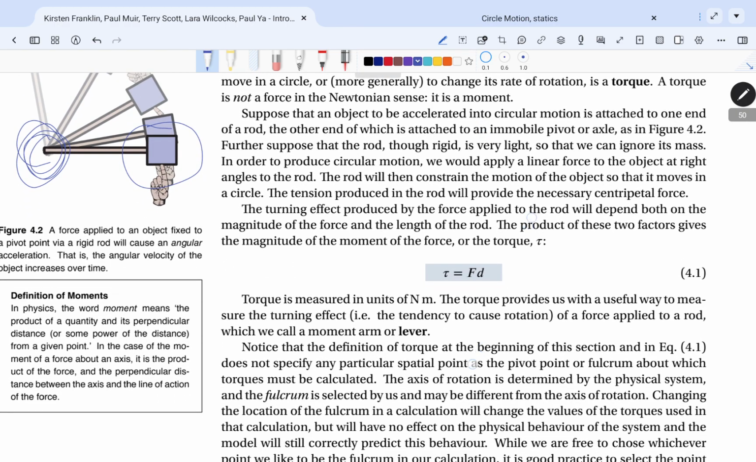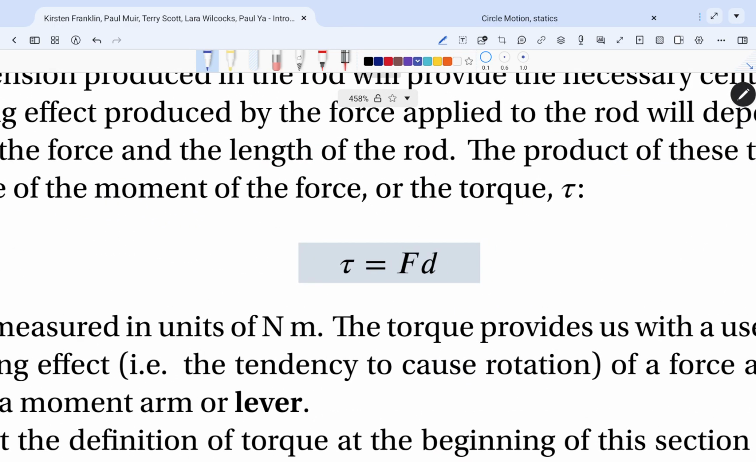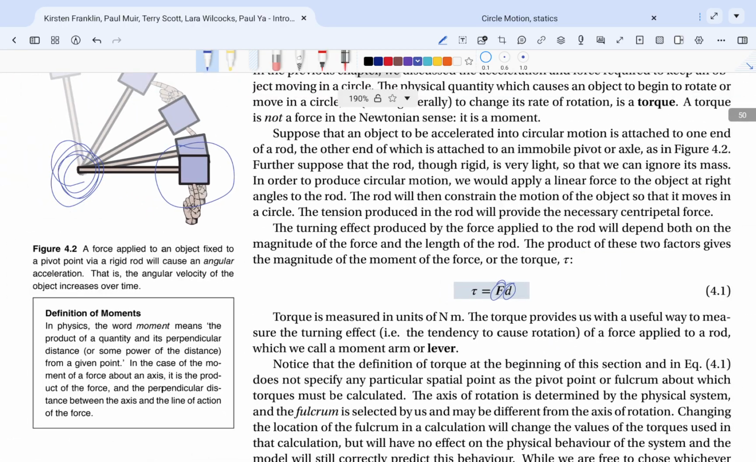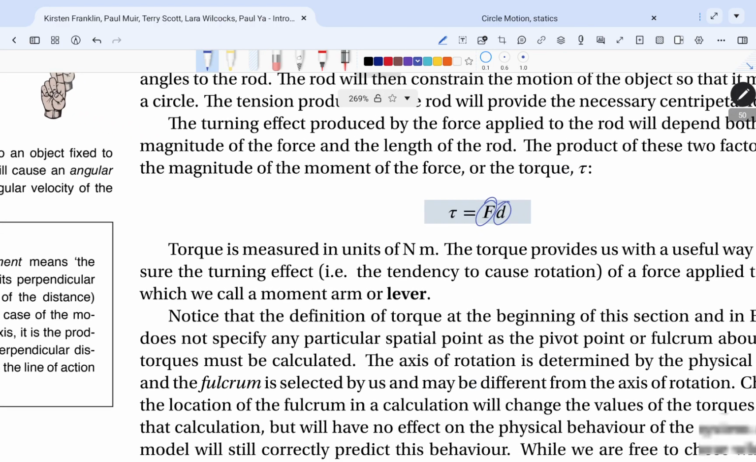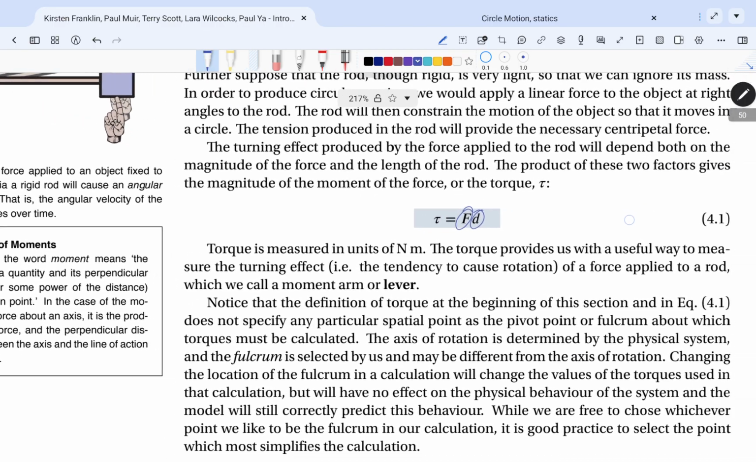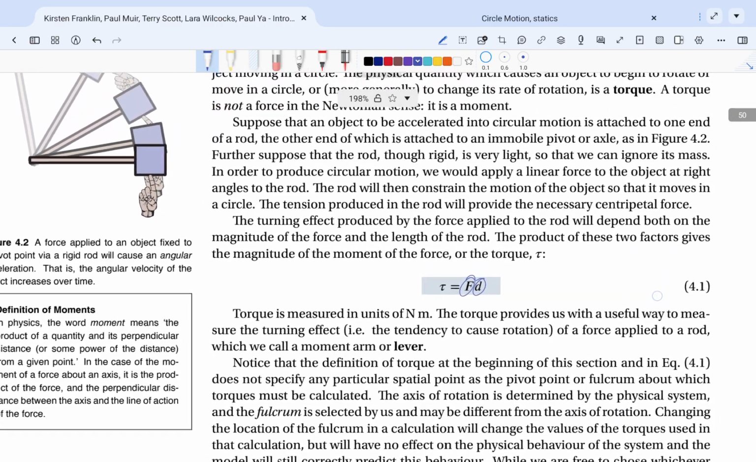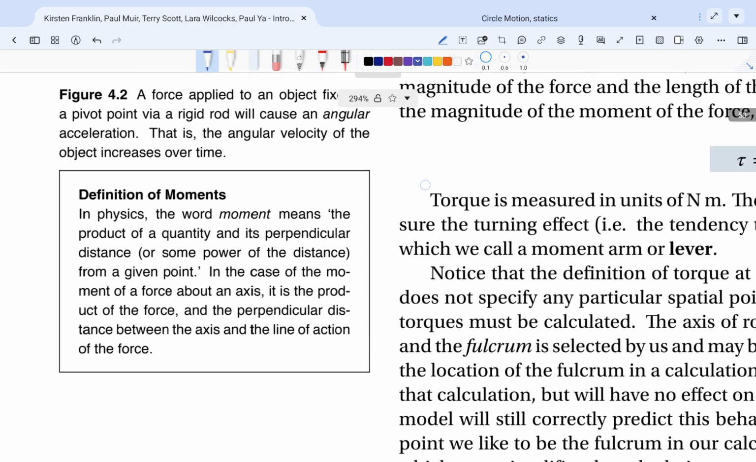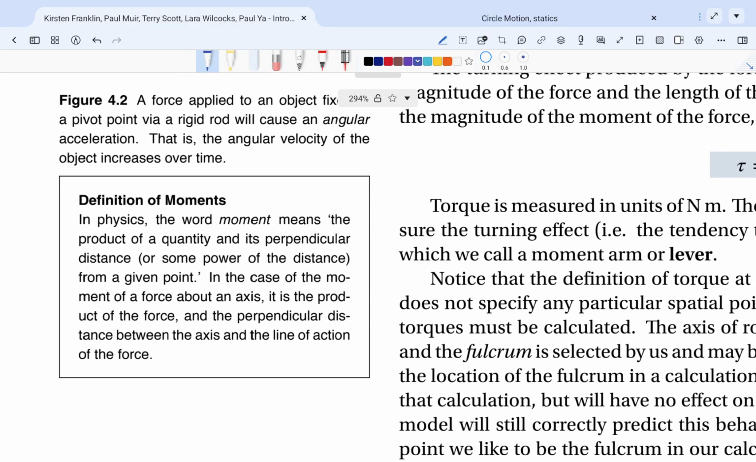The formula for torque, what is it? The formula for torque is force, the one we already know, times d. What is d? The distance from the pivot. Generally, can't always be sure. And what is torque measured in? Newton meters. What does that mean? Oh yeah, the moment. I have to explain what moments are. In physics, the word moment means the product of a quantity and its perpendicular distance from a given point. In the case of the moment of a force upon an axis, it is the product of the force and the distance between the axis and the line of action of the force.